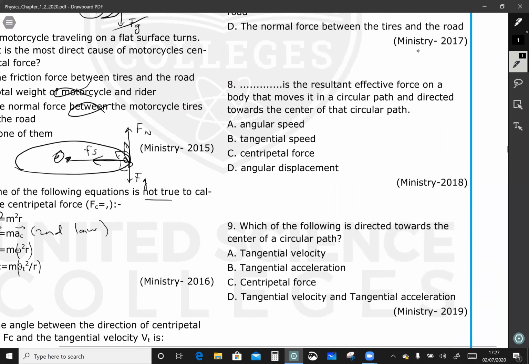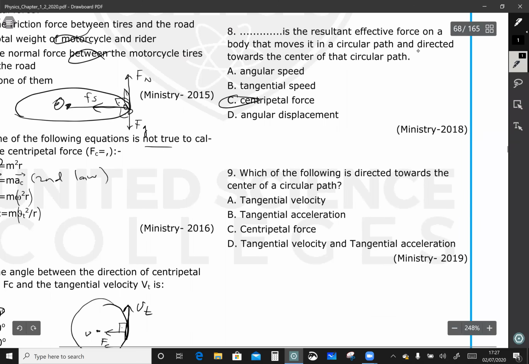Centripetal force is the resultant effective force on a body that moves in a circular path and is directed towards the center of the circular path. This is the definition of the centripetal force.